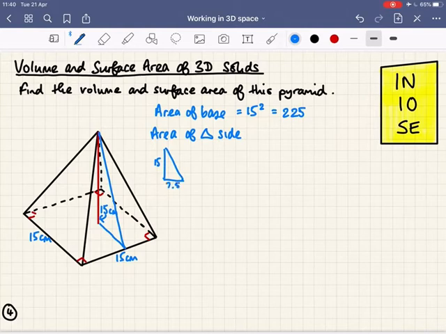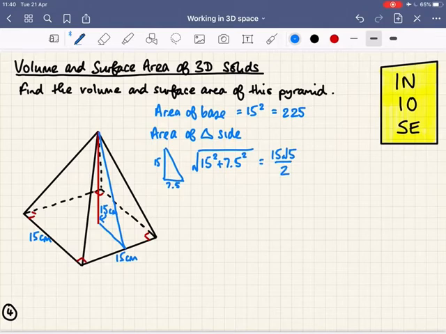So my perpendicular height for the side is going to be, using Pythagoras, 15 squared plus 7.5 squared, all square rooted, and that will give me a height of 15 root 5 over 2, just using my calculator.